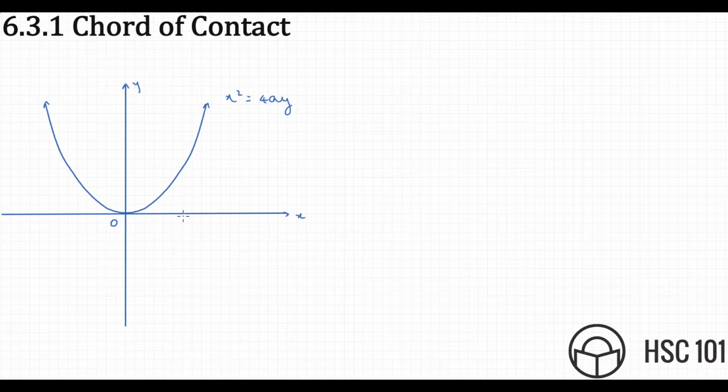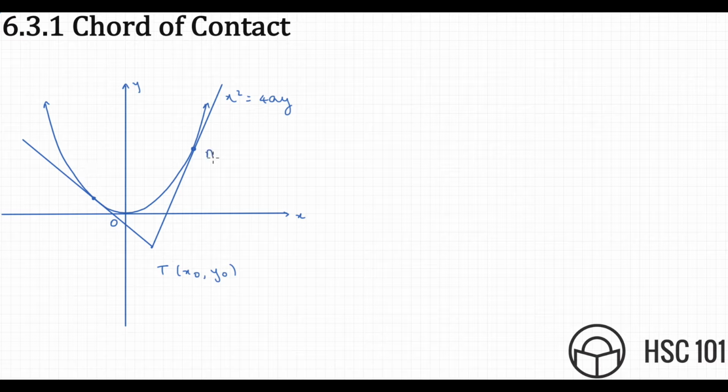And let's say that we've got an external point, say T, and its coordinates are going to be given by x0, y0. And what I can do with this external point is I can draw two tangents from this external point to my parabola. And the points of contact, these two points where the tangents intersect with the parabola, are called the points of contact.